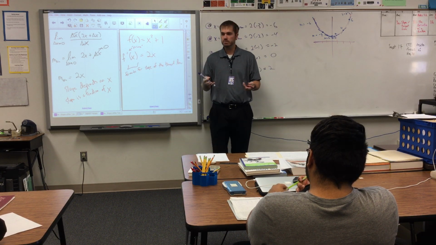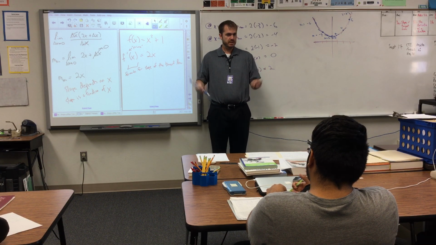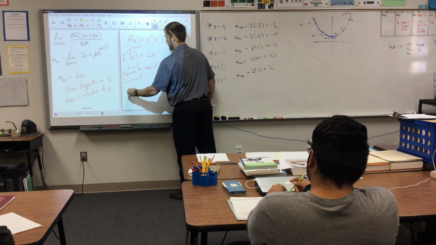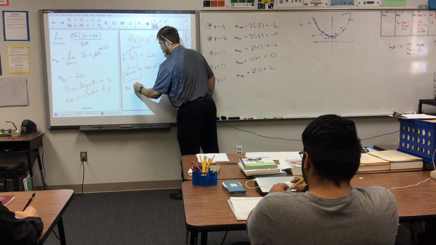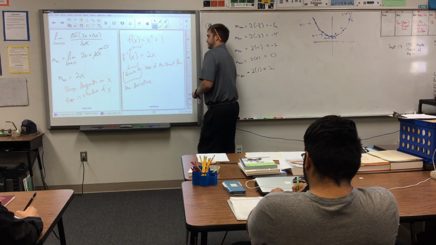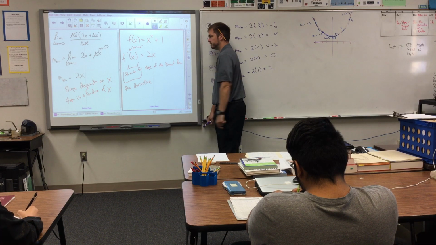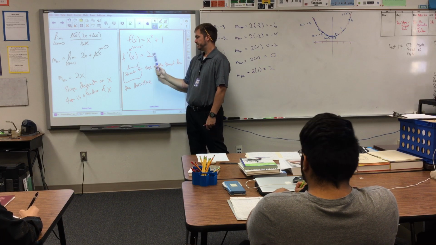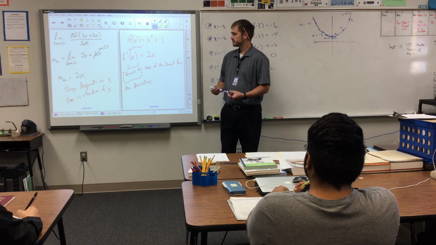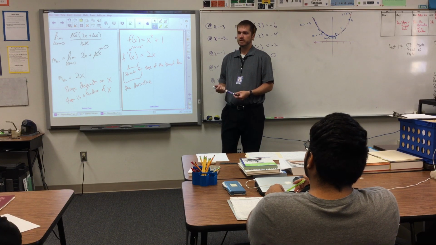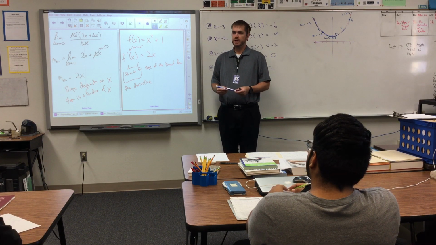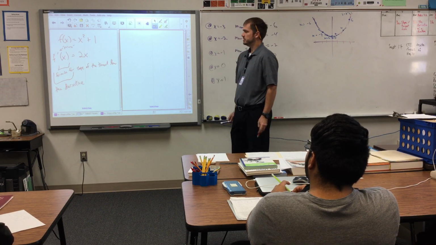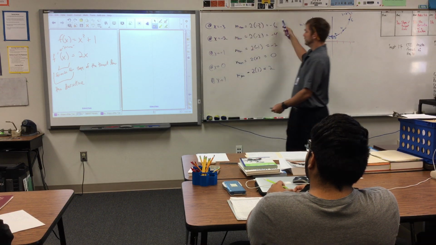notation and this concept is so important that we have a specific name for it, and it's called the derivative. This is the derivative function, or the derivative. That's what f prime is. The derivative of f is 2x. So the derivative is a formula which is going to give you the slope of the tangent line at any point.